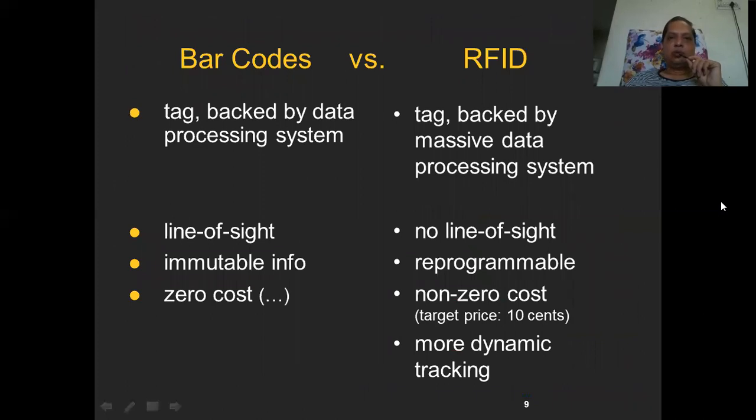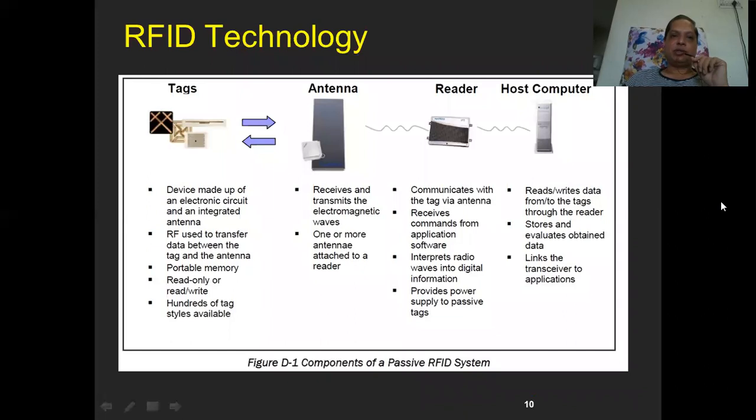Earlier people used barcodes, and many times barcodes are still used, versus RFID. So this difference is given: barcode is backed by a massive data processing system, while RFID is continuously going to generate data. Line of sight is required for barcodes, and there is no line of sight required for RFID because it transmits the signal. So like that you can see the differences.